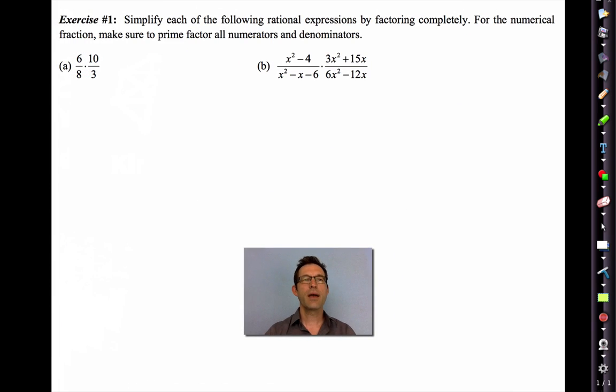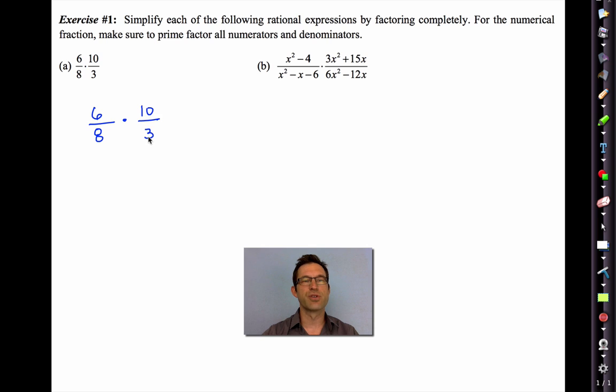All right. Exercise 1, letter A, says simplify each of the following rational expressions by factoring completely. For the numerical fraction, make sure to prime factor all numerators and denominators. Now, before we do exactly what the problem asks us to do, let me review just basically how you would have done this problem back in middle school.